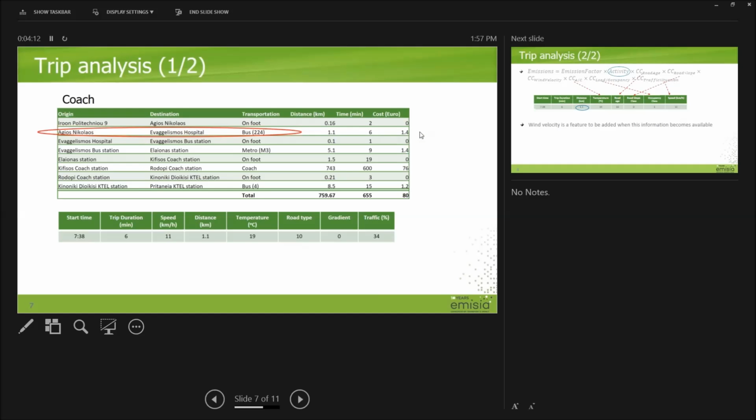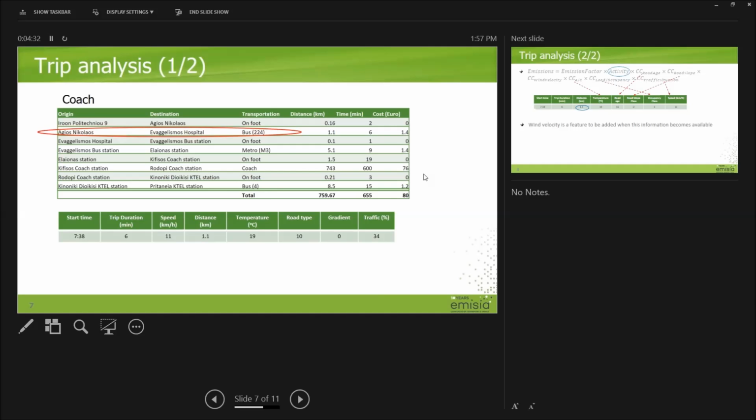So you can see here, this trip is fragmented in various segments. Some of them are on foot, some of them are on bus, metro. The basic one here is by coach, as already mentioned, then again on foot, and then on bus.